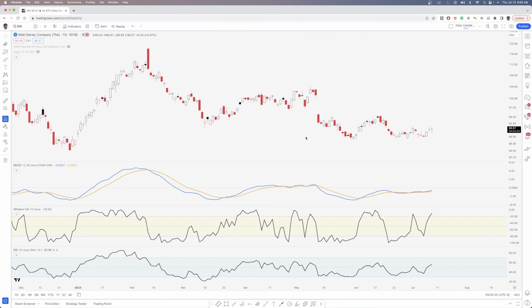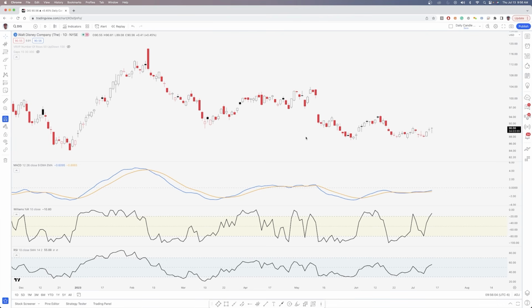Some people may not be too familiar with the Williams percent range. Essentially, it's like an ultra sensitive RSI. The way I like to use it in conjunction with the RSI and the MACD is really finding confluence between the RSI and the Williams percent range being oversold for a potential reversal to the upside. And then I definitely want to see the MACD also curling to the upside as well.